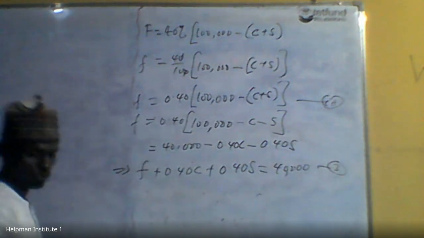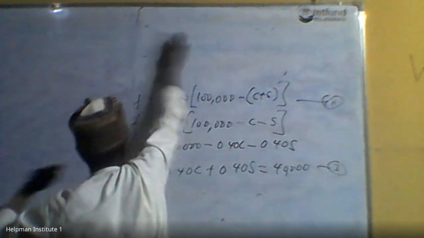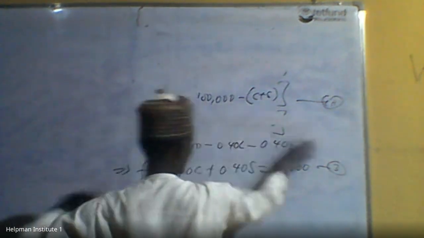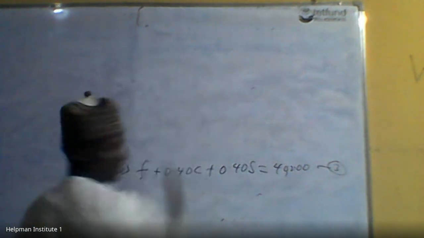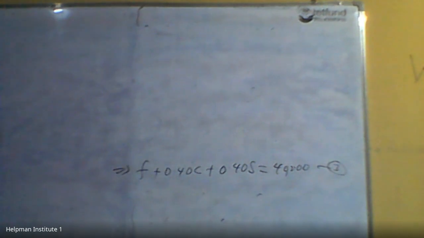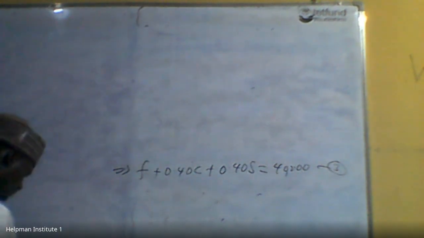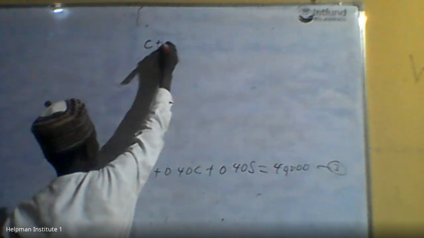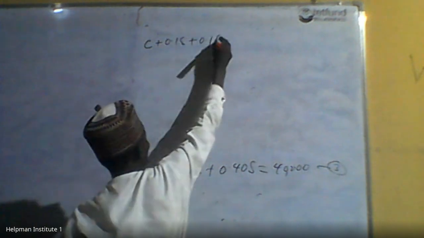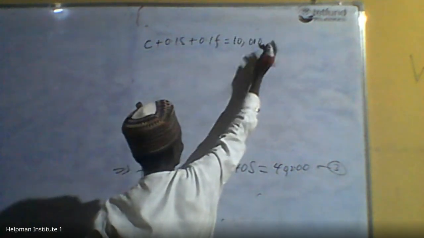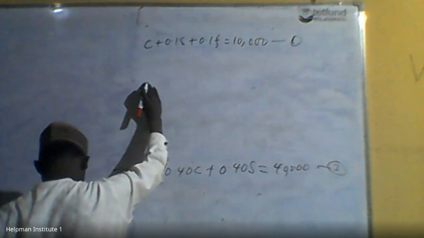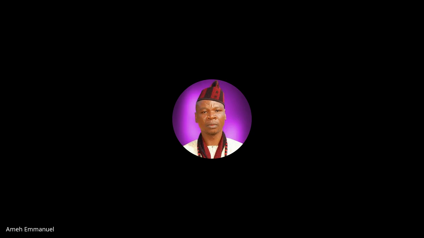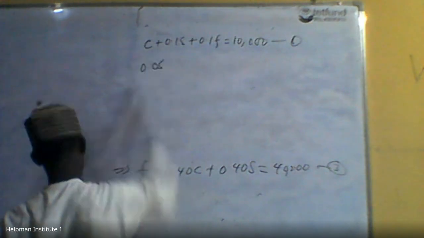So now our target is to solve the system of linear equations. What did equation 1 say? Equation 1 said 0.1c plus 0.1s plus 0.1f equals 10,000. This is equation 1. Second equation is what? Equation 2.